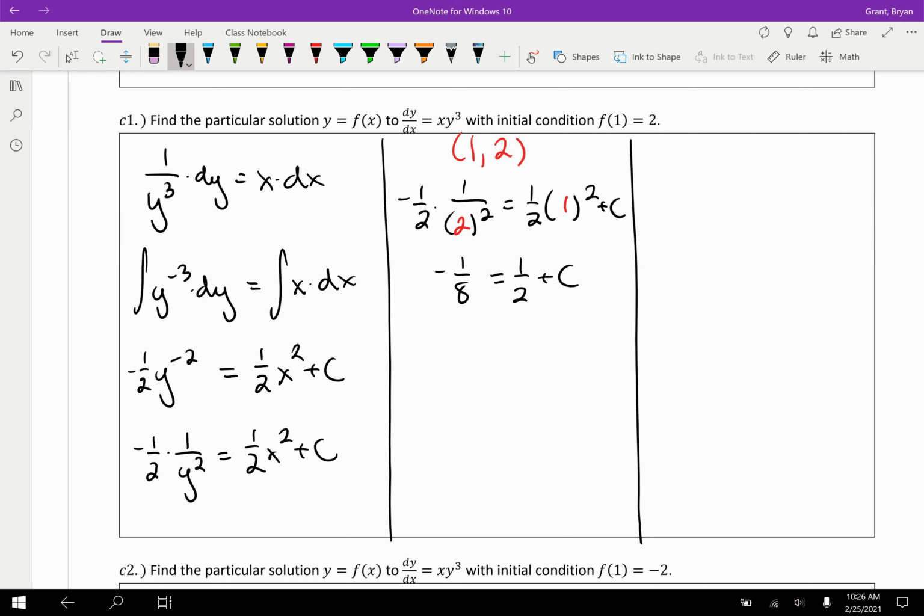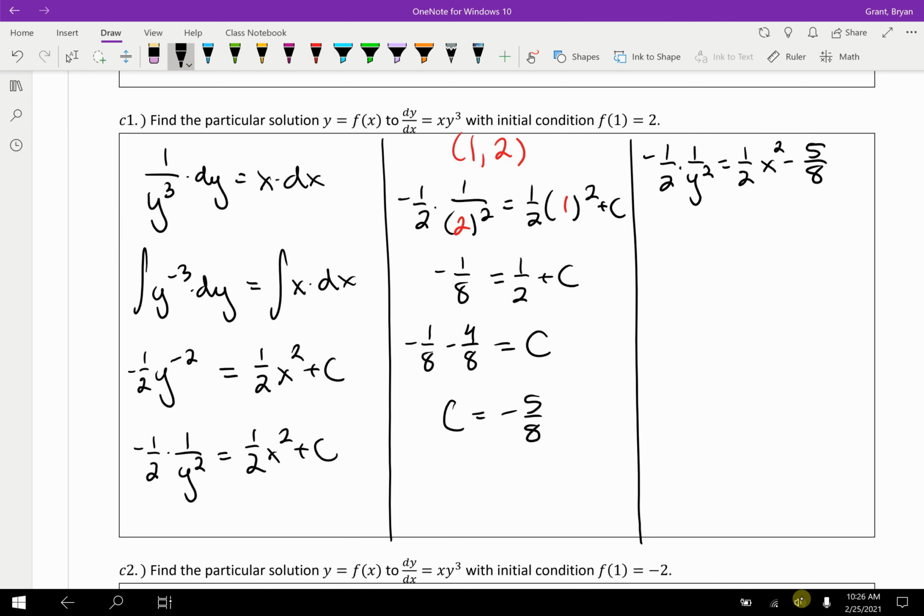We have to subtract 1/2. Don't forget 1/2 times 4 over 4 is 4 over 8. And so I'm saying c is negative 5/8. Okay, let's work back to our equation. Negative 1/2 times 1 over y squared is 1/2 x squared minus 5/8.